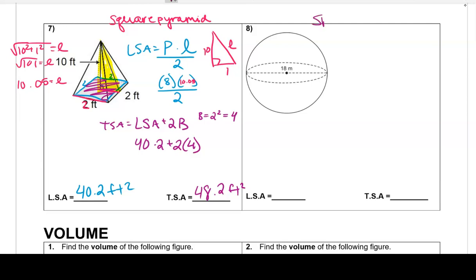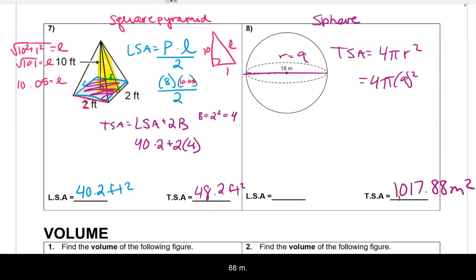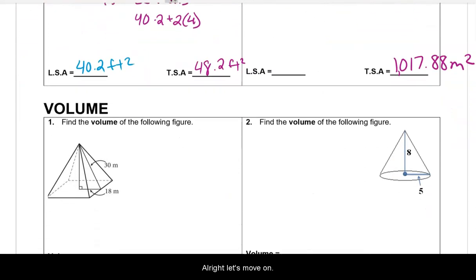Okay, number 8. Here we have a sphere. Now it tells us our diameter, the whole across, is 18. So what's our radius? 9. So for the sphere, we only have a total surface area formula because there's no bases. So the lateral surface area is the total surface area, in case you were wondering. 4 pi r squared, where r is 9. We put that in our calculator and we get 1,017.88 meters squared. All right, let's move on.